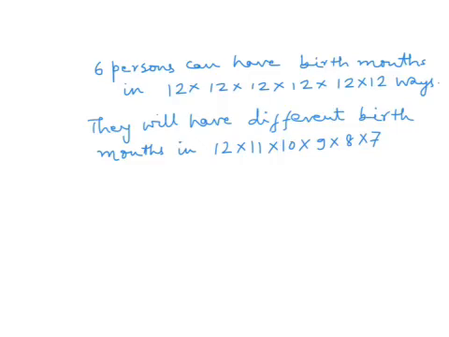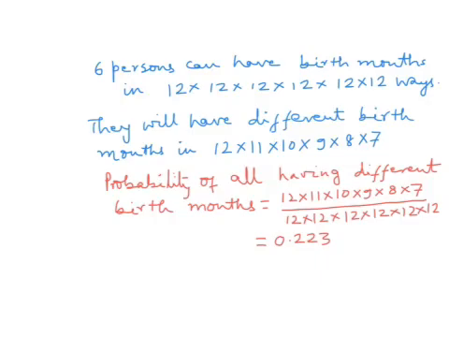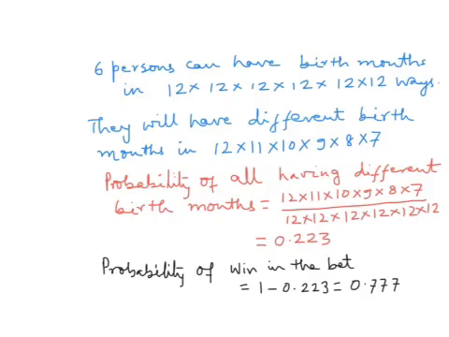So the probability that all have different birth months will be 12 into 11 into 10 into 9 into 8 into 7 divided by 12 to the power 6, which is equal to 0.223. So the probability of losing the bet, that is, all having different birth months, is 0.223. If we subtract this from 1, that gives us the probability of winning the bet, which is 0.777, quite a bit higher than 0.5. So even when 6 persons are there, the probability that at least 2 have the same birth month becomes 0.777, and that gives us the probability of winning.